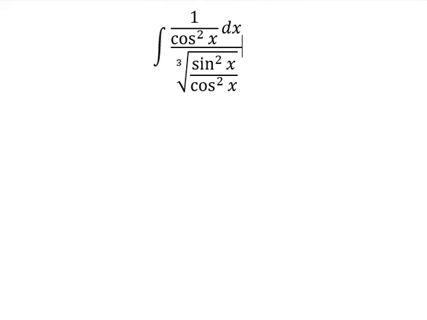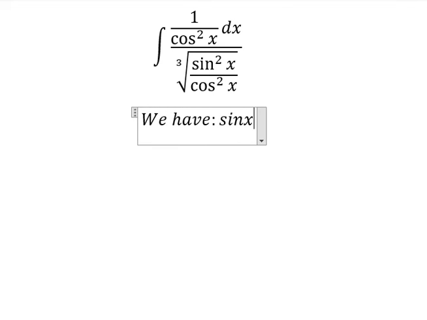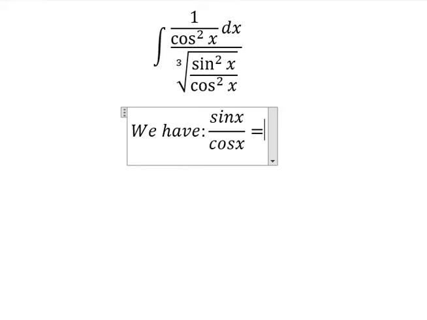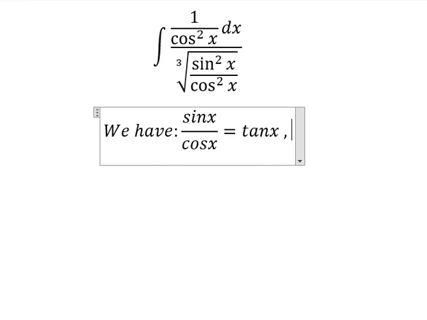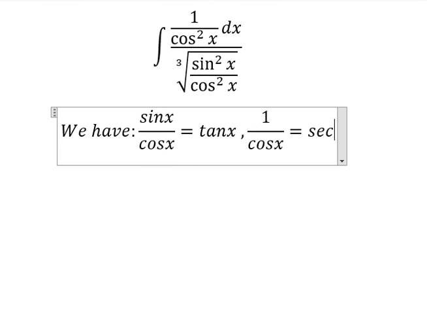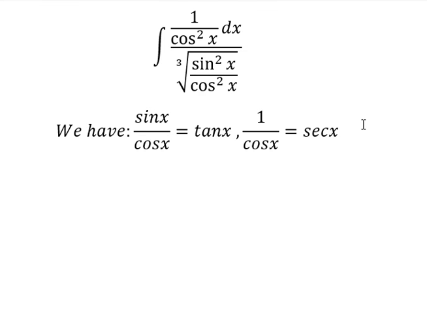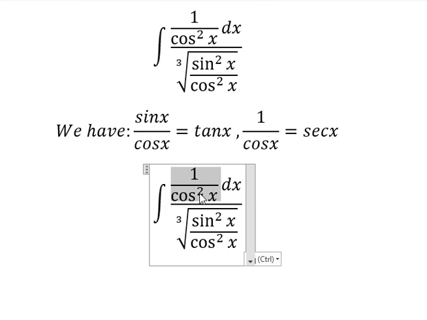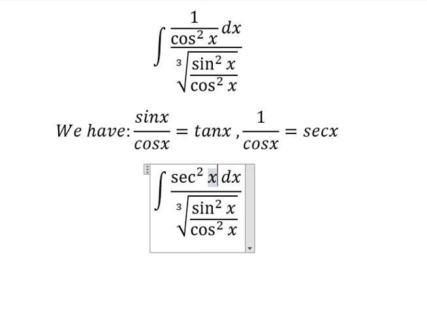Next, we have the formula in here. Sin s over cosine s equals tan s. 1 over cosine s equals secant of s. So this one we have secant squared of s. This one we have tan squared s.